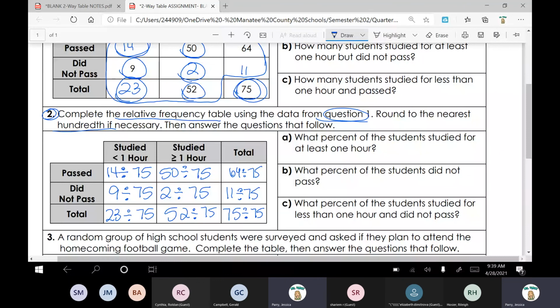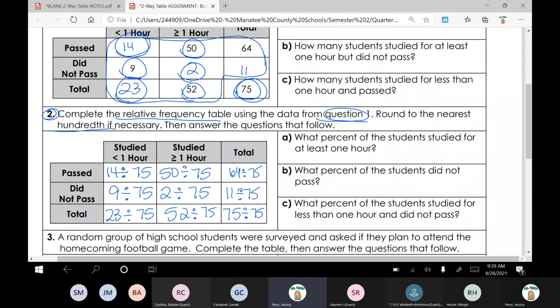Okay, you want to stop at that second decimal spot. And you don't want to leave it as 14 divided by 75. Actually plug that into your calculator, round it to the nearest hundredth, and then that's how you would get your decimal spots for that chart.